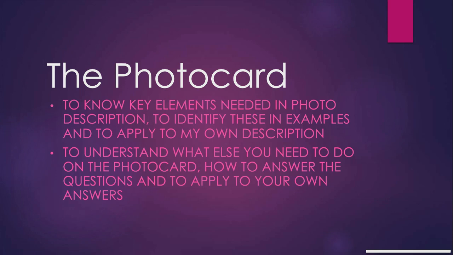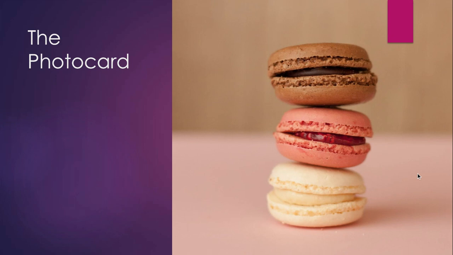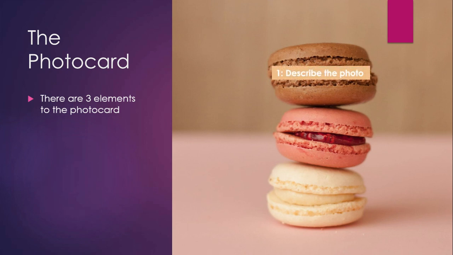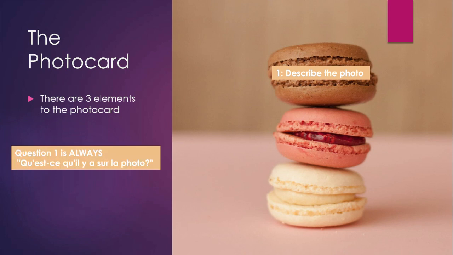Okay, so the photo card. There are 3 elements to the photo card, represented by these rather delicious looking macarons. I very much do like these, hint, hint. And the 3 elements are as follows. 1, describe the photo. So the first question will always be, qu'est-ce qu'il y a sur la photo? What is there on the photo? Always going to be the first question.